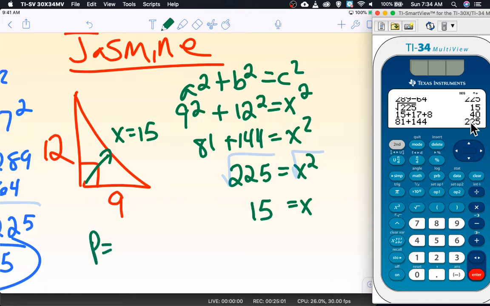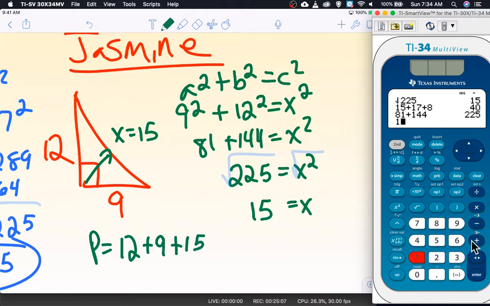So the perimeter is what you get when you add all the sides together. So 12 plus 9 plus 15 is... I feel like this one's going to be smaller. Oopsie, I missed a thing. 12 plus 9 plus 15 is 36 centimeters.